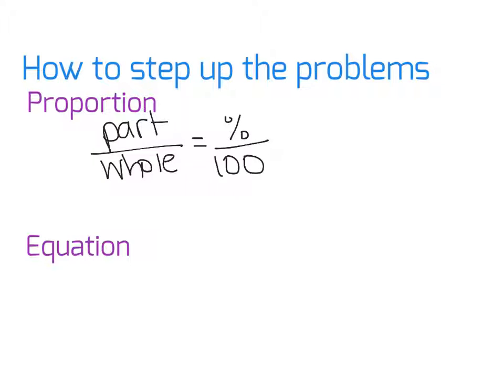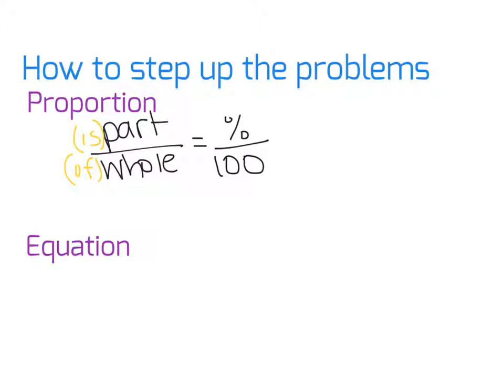If you like keywords, sometimes a keyword that can help you set up this proportion is that "is" is going to go with your part and "of" is going to go with the whole. So I like to think of this as is over of is equal to the percent over 100. This 100 is always going to be 100. It's never going to change to a different number because a percent is always out of 100.